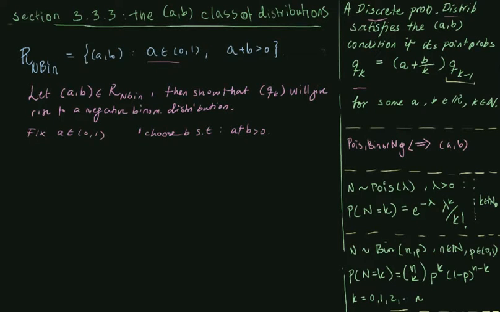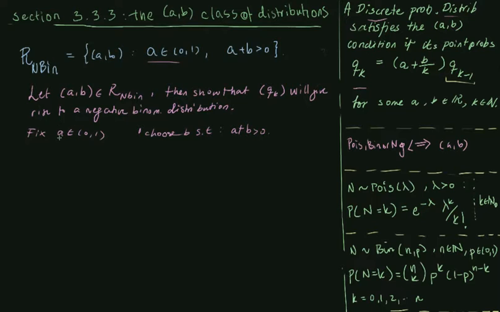Finish up this thing for exercise 7 by showing that if we have an A and B that lie inside the AB region for the negative binomial distribution, then the probabilities defined using this recurrence relation will give rise to a negative binomial distribution. And we will try to figure out how the parameters fit inside this thing as well. So, let's see. Let's start by choosing A and B inside this region.